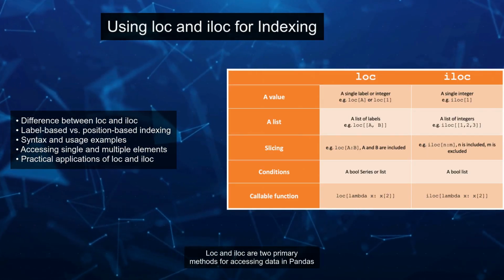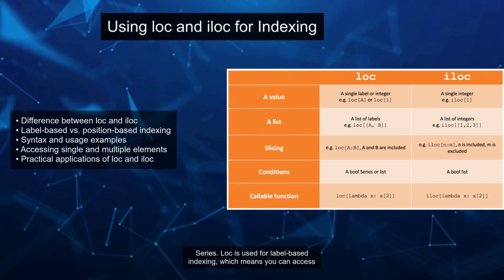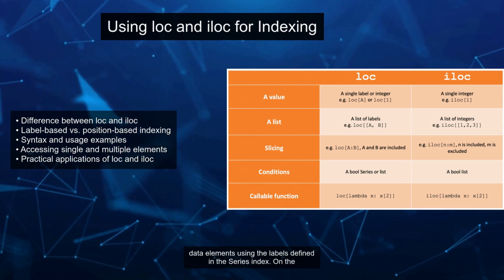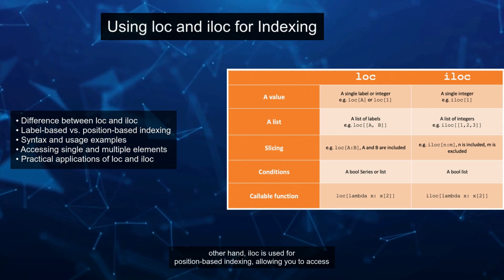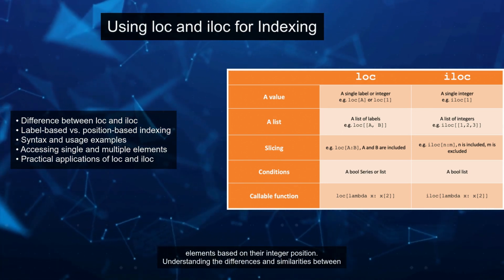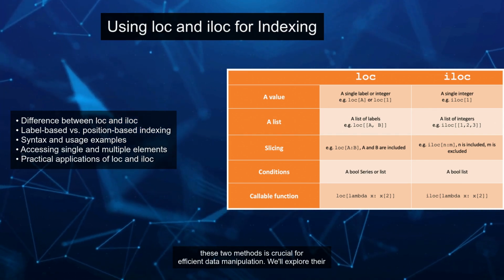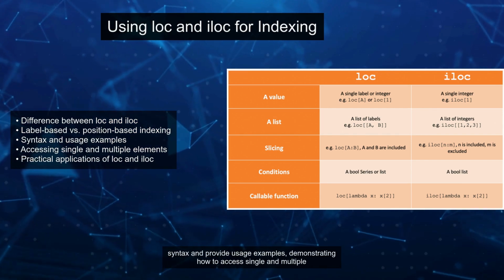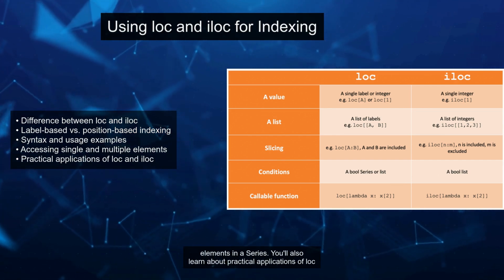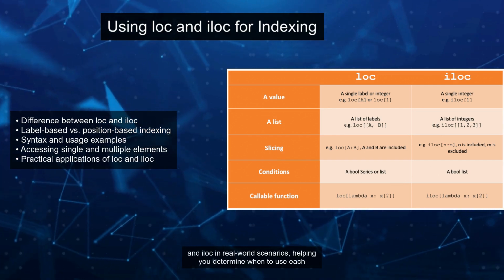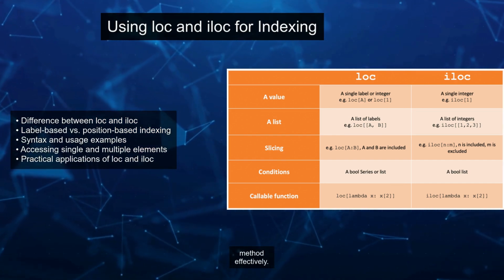Loc and iloc are two primary methods for accessing data in Pandas series. Loc is used for label-based indexing, which means you can access data elements using the labels defined in the series index. On the other hand, iloc is used for position-based indexing, allowing you to access elements based on their integer position. Understanding the differences and similarities between these two methods is crucial for efficient data manipulation. We'll explore their syntax and provide usage examples, demonstrating how to access single and multiple elements in a series. You'll also learn about practical applications of loc and iloc in real-world scenarios, helping you determine when to use each method effectively.